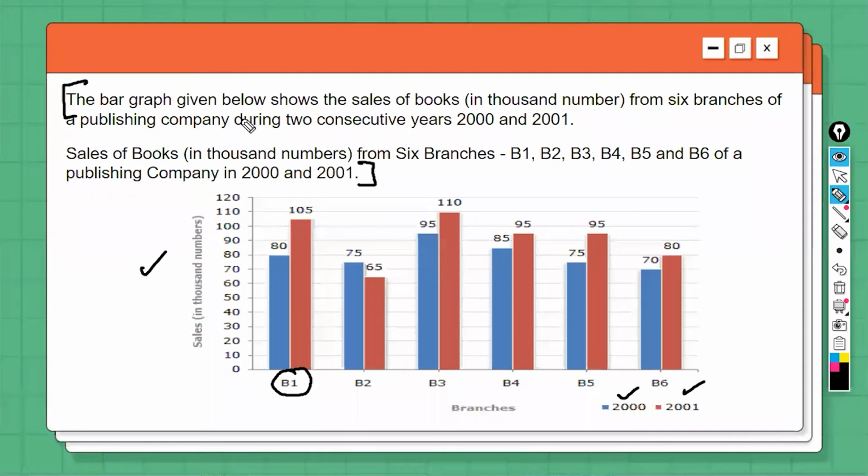The bar graph given below shows the sales of books from 6 branches of a publishing company during 2 consecutive years. Branch is basically not books; first branch, second branch, third branch, something like that. So this is the understanding of the data. Guys, can you understand this data? If you can understand this data, please type U in the chat box. If you want me to repeat it, please type R.